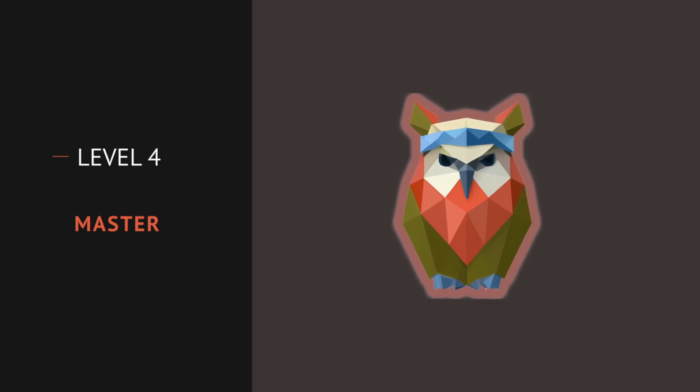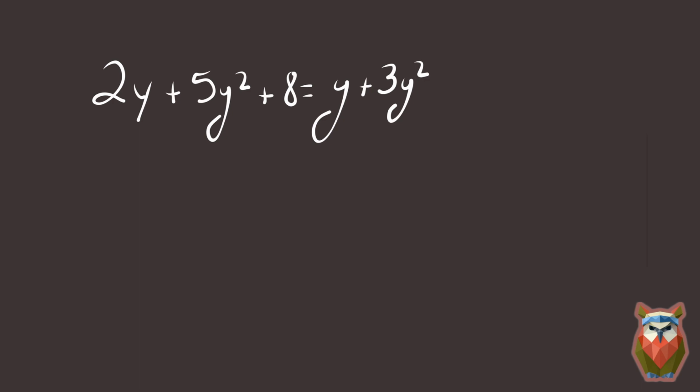Level 4, Master. Simplify. 2y plus 5y squared plus 8 equals y plus 3y squared minus 7y cubed plus 14. This is the hardest problem we're going to do today, so be sure to take your time and work it out on paper at your own pace. This time, let's move all the terms to one side. This sets up the equation to make it easier to solve.